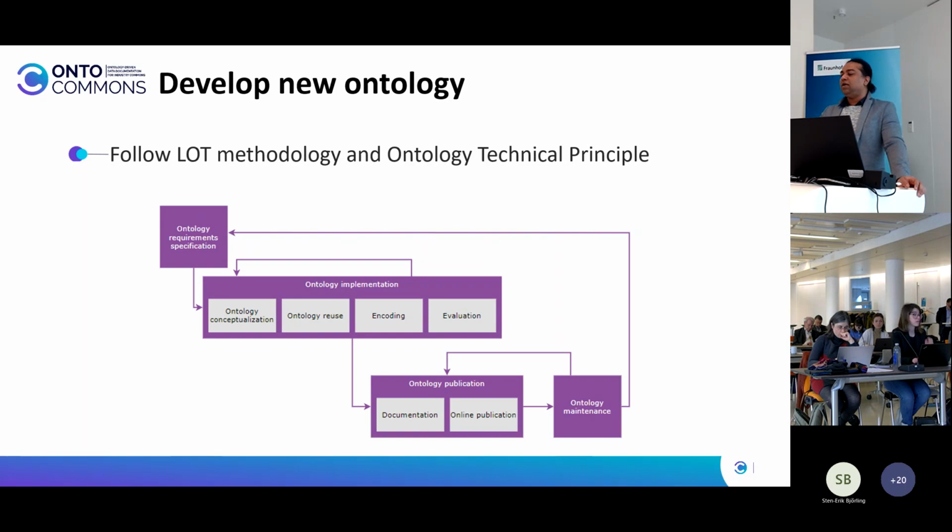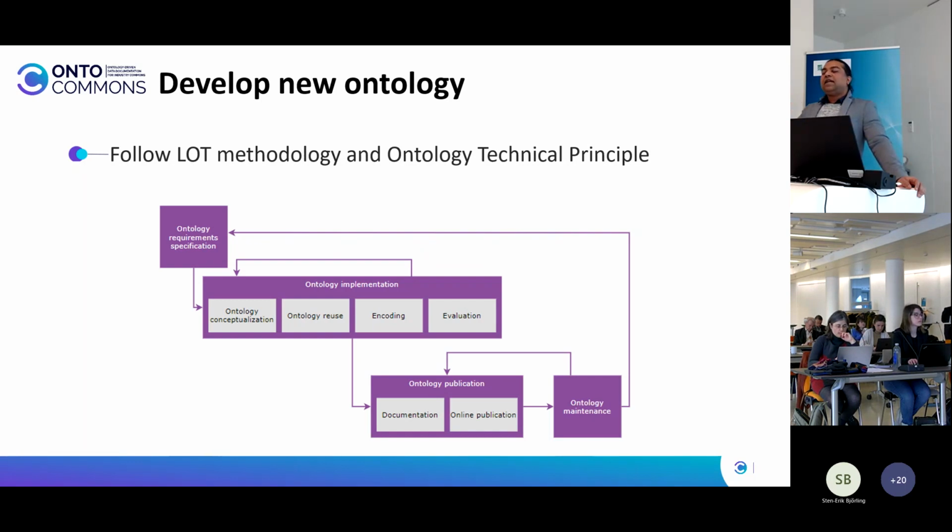So quickly, we adopt the LOT methodology, and this is the standard flow of the LOT methodology. I will just point out that there are 4 main phases. Of course, there are sub processes, not going into those too much, but you have the requirement collection or requirement engineering, where you collect the requirements from the use case, and then you develop the ontology, then you publish the ontology, and then you continue maintaining the ontology. So these are the 4 main phases of ontology engineering.